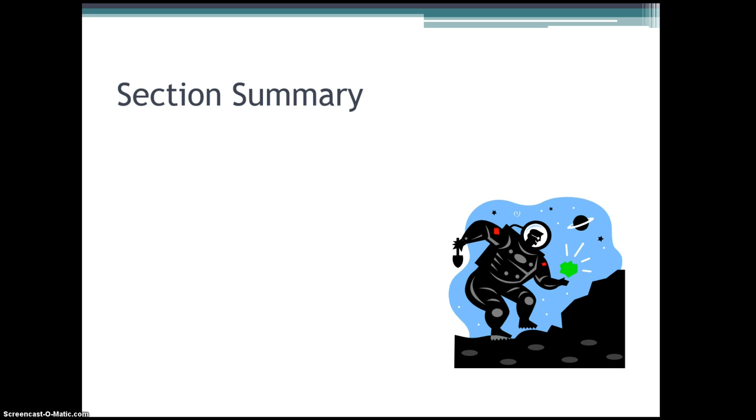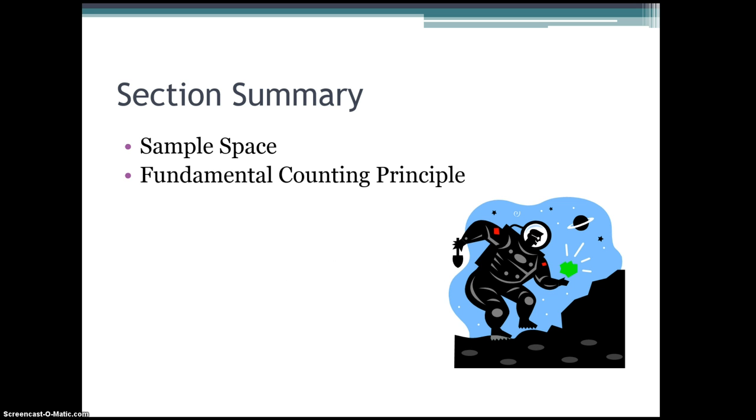This section has the following items in it. We'll talk about something called sample space, the fundamental counting principle, that's kind of the big idea, and something you may or may not have seen before called factorial notation. Let's start with sample space.